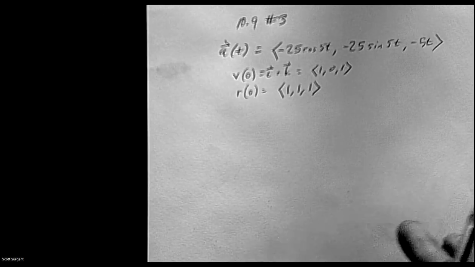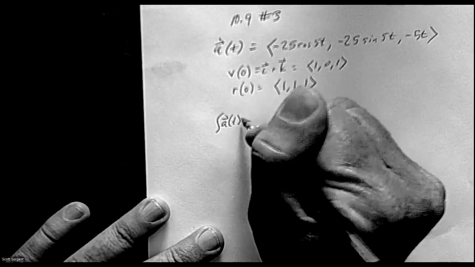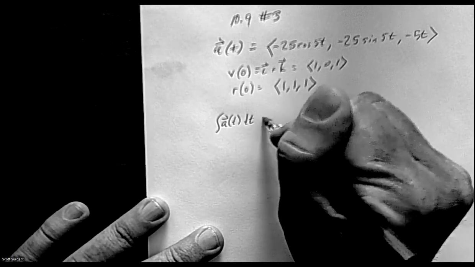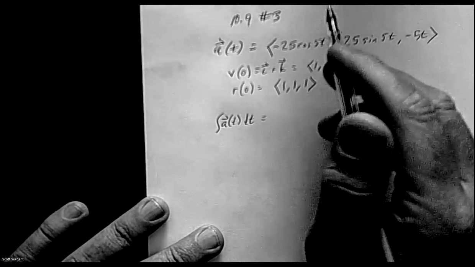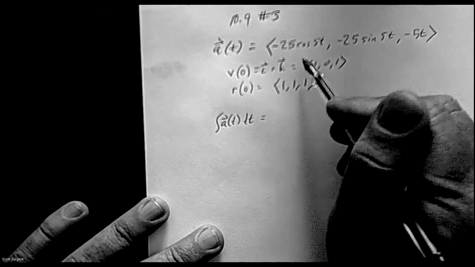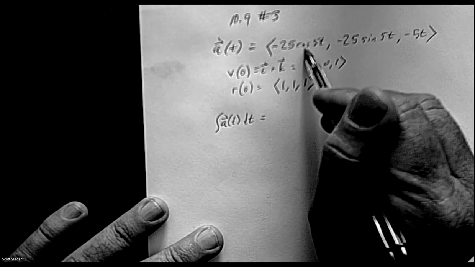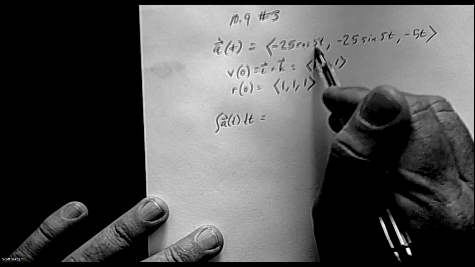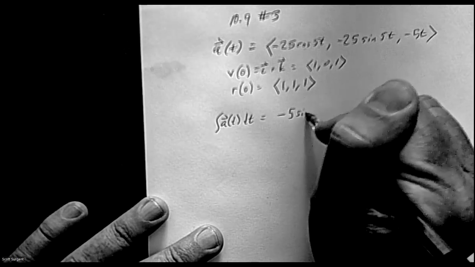So you have a vector A of t. Your vector A of t is what you see there. So you're going to integrate vector A of t. You just integrate each of the individual parts, and you just have to be careful with your integration. For example, when you integrate negative 25 cos 5t, the cosine integrates to sine. And because there's a 5 in here, we have to put a 1/5 on the outside. So you should get negative 5 sine 5t.